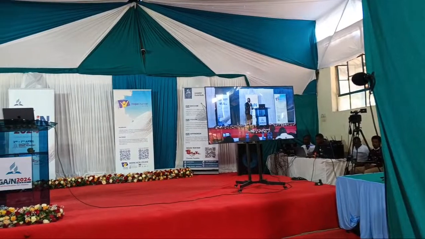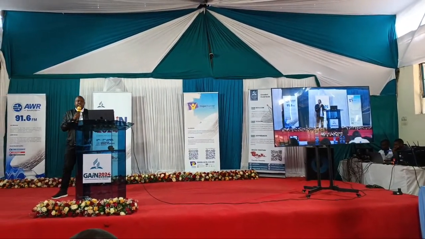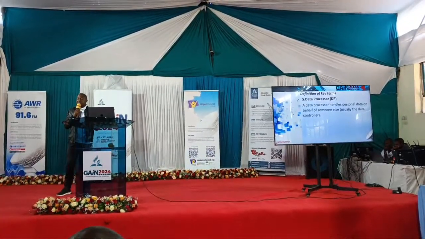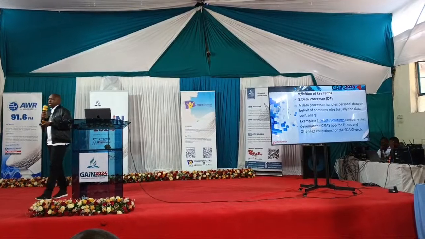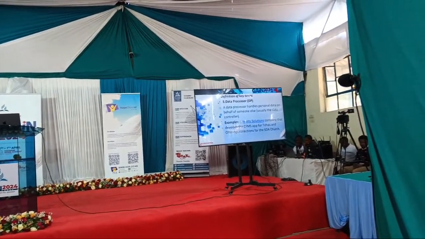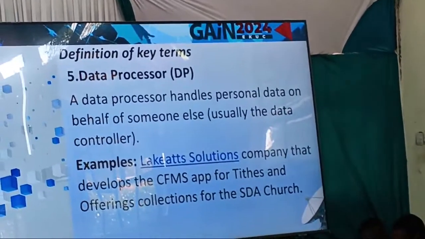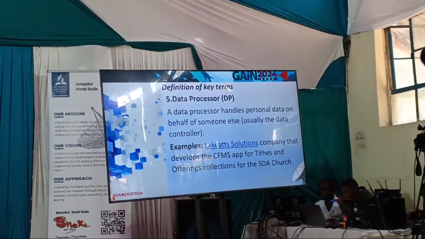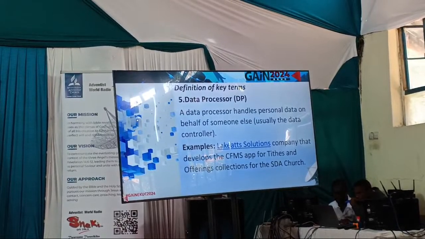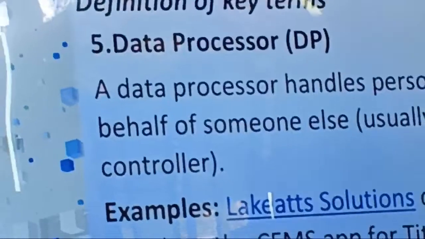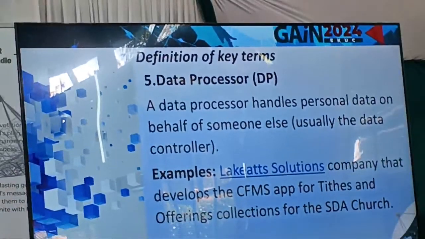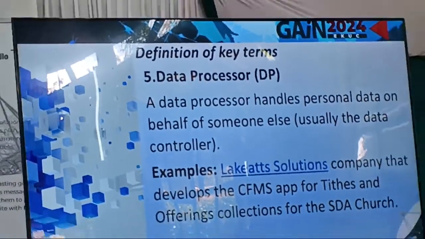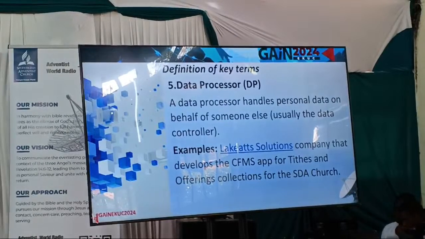The next person that you're going to look at here is called the data processor. The data processor is the person who is going to handle the personal data on behalf of someone else, usually the data controller. For example, we've heard of the CFMS app that the church uses to manage tithe and offering, correct? The company that developed that app and does the hosting and everything on behalf of the church is called LECATS. So in this case, LECATS is known as the data processor. The data controller is the person who owns the data, and then you can get the service of another provider. These are termed as third-party providers. They're going to store the data, do manipulation, or any other processing that is required for that data to be of meaning to you. That is the data processor here.